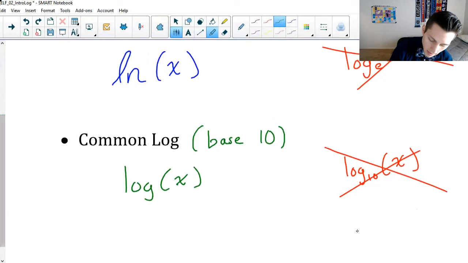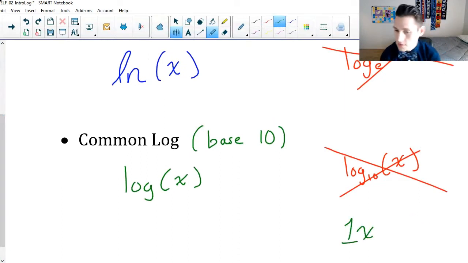In the same way that if I have an x, I know that there's a 1 in front of the x, but we have just decided we don't need to write the 1. We know that the 1 is there. So kind of the same deal for common log. We don't need to write the 10. We just have to know it's there, right? That it's a base 10.